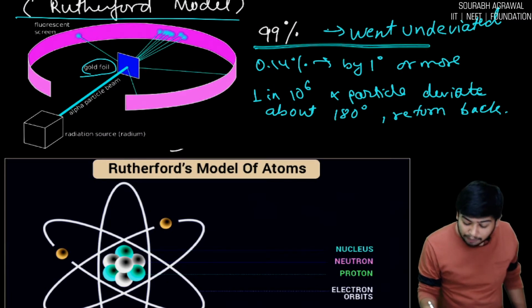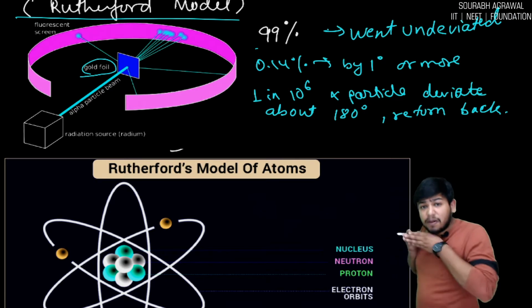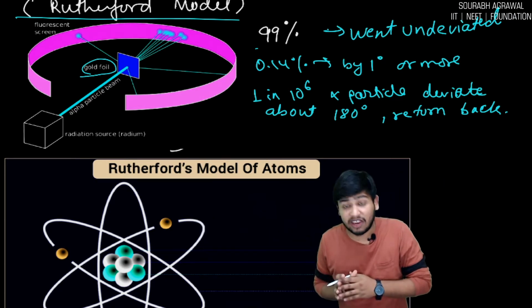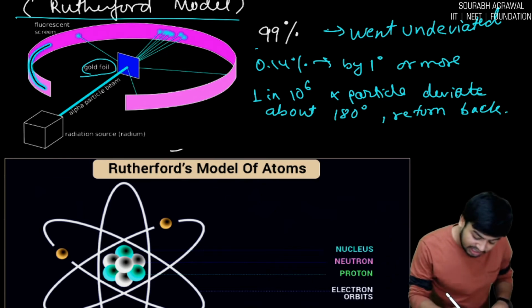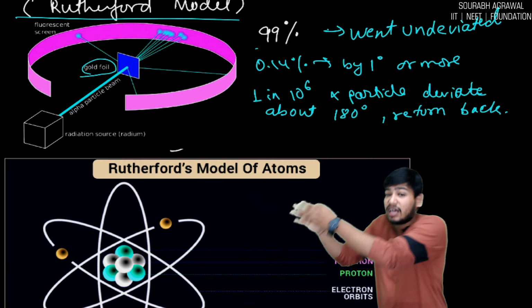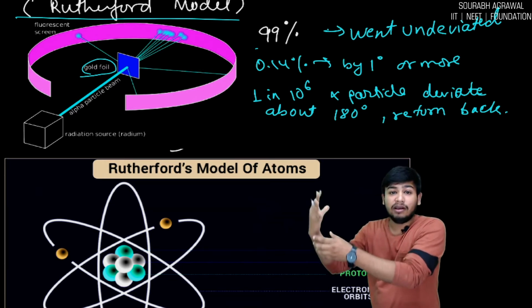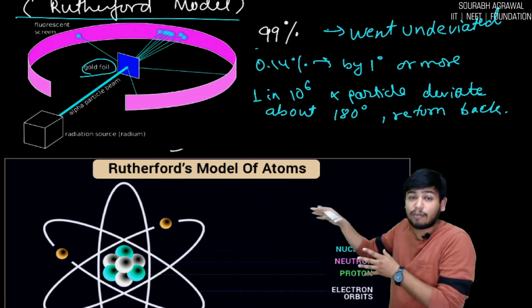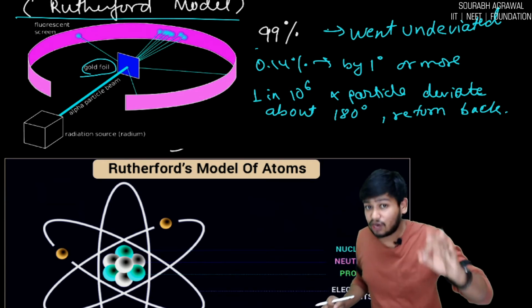99% of the alpha particles went undeviated; they crossed straight through. Here this complete screen that you are looking at is sensitive to alpha particles. When an alpha particle strikes it, it becomes bright. Because of that we are able to see where these alpha particles are striking. Are you getting my point?